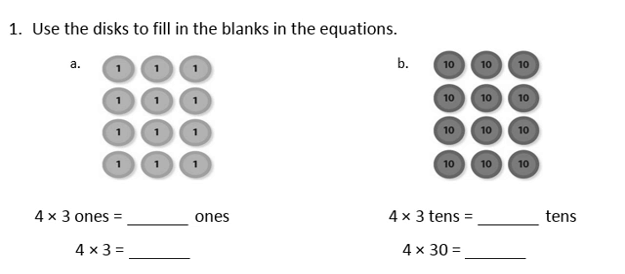The first section says use the discs to fill in the blanks in the equations. You can see by my first problem that I have an array that's showing 4 rows of 3 ones. 4 times 3 is 12 ones, and 4 times 3 is 12. Now that relates to the next problem. Here, instead of having 4 rows of 3 ones, I have 4 rows of 3 tens.